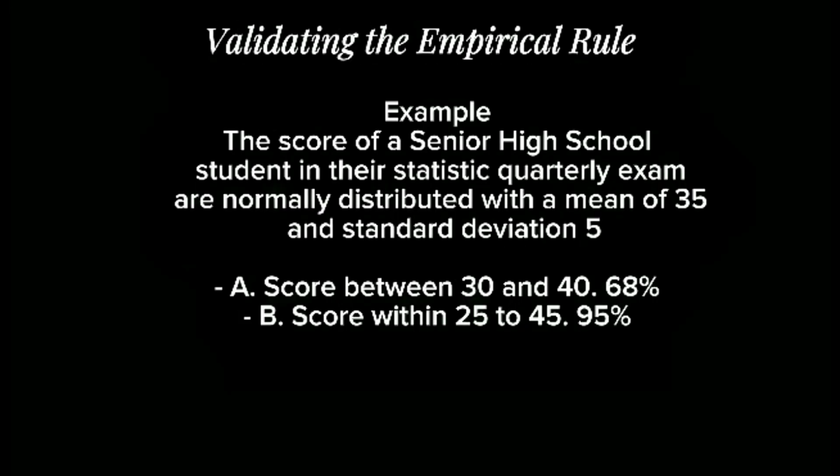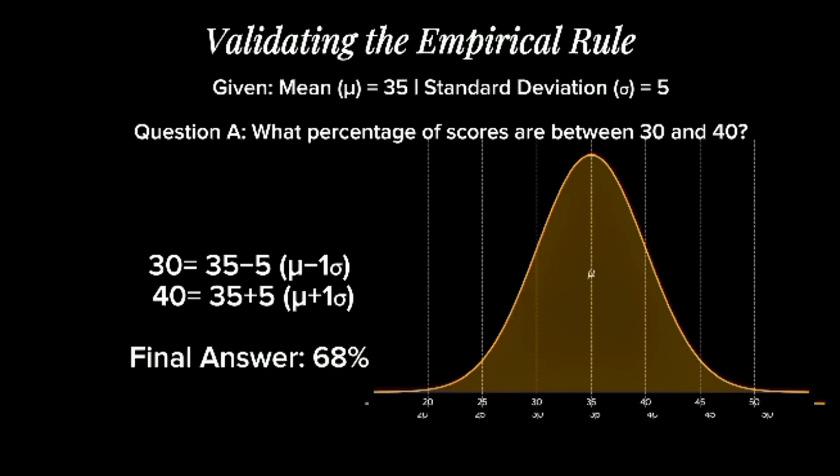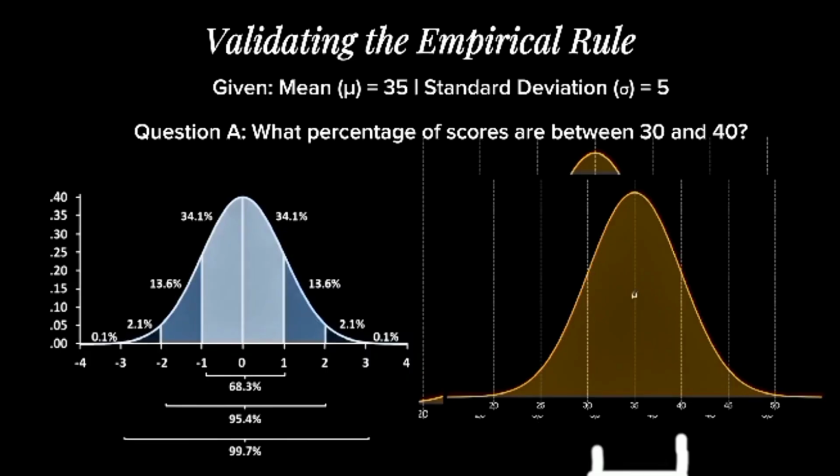Validating the empirical rule. The scores of senior high school students in their statistics quarterly exam are normally distributed with a mean of 35 and a standard deviation of 5. Question A: What percentage of scores are between 30 and 40? Our given mean was 35 and our standard deviation was 5. Let's find the range in terms of steps. Since our standard deviation is 5, let's add 5 to the right side and subtract 5 from the left side. The final answer is 68%, because 30 to 40 is within one standard deviation. The rule states that approximately 68% of data fall within one standard deviation of the mean.